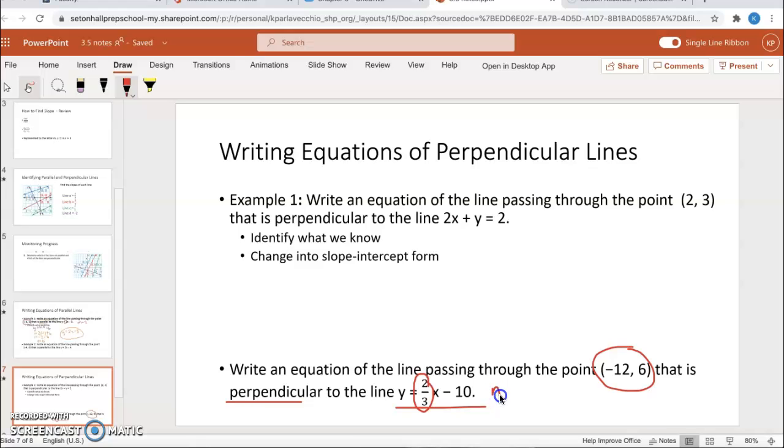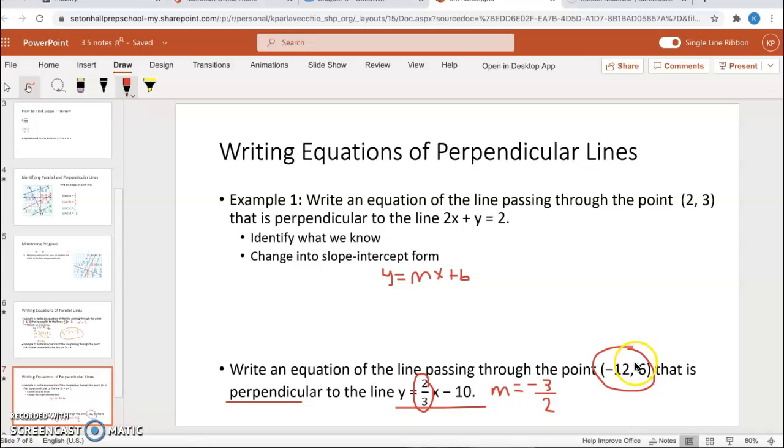I need the opposite signs. So because this is a positive 2/3, my new slope has to be negative. And then I want the reciprocal of 2/3, which is 3/2. So now I have my slope and I have my x and y values. And we're going to go ahead and start to plug in our known values.